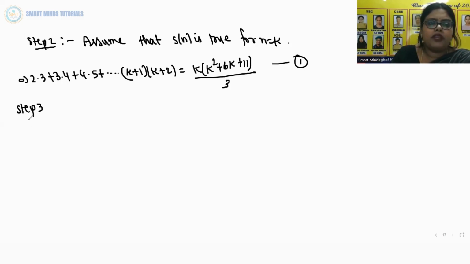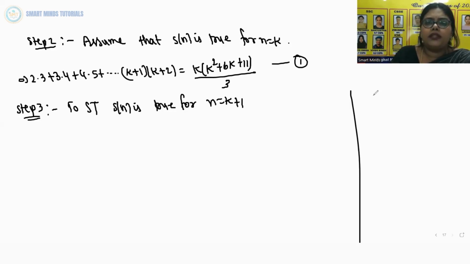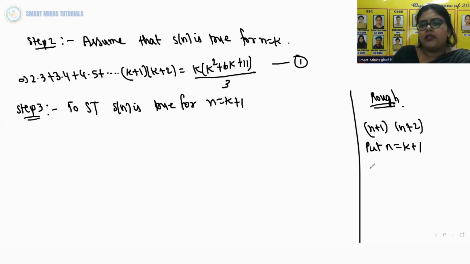Now we take step 3. In step 3, we need to show that S of n is true for n is equal to k plus 1. Now we need to find out the k plus 1th term. So again we take the rough column here. What is nth term? N plus 1 into n plus 2. So in the place of n, you put k plus 1. So n is k plus 1 plus 1, then k plus 1 plus 2. So k plus 2 into k plus 3.